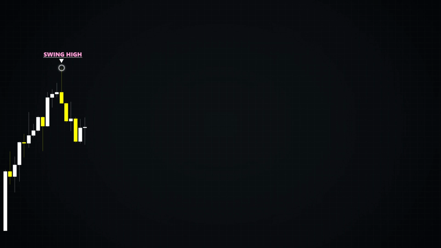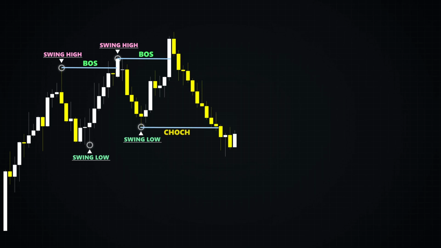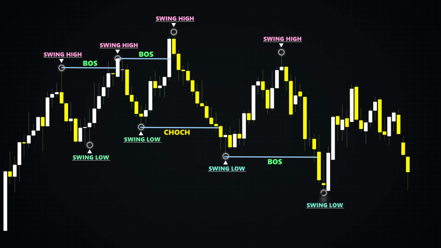For example, if price pushes up and then pulls back, that high point is a swing high. If price drops and then bounces back up, that low point is a swing low. Why does this matter? Because if price breaks above a swing high, it often signals that buyers are in control and the market could go higher. If it breaks below a swing low, it usually means sellers are taking over and the market may move lower. Swing highs and lows are like signposts on the chart. They help you see where price is turning and give you a clearer view of the trend.